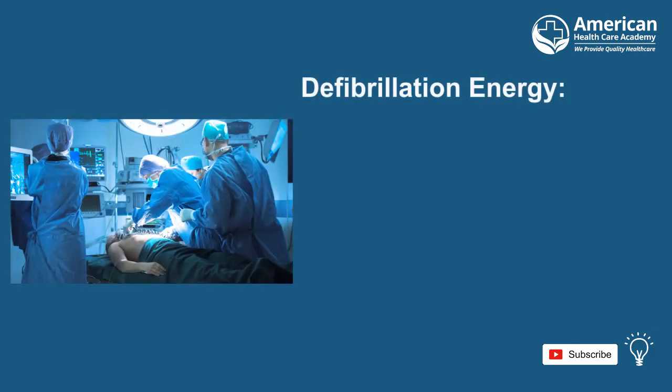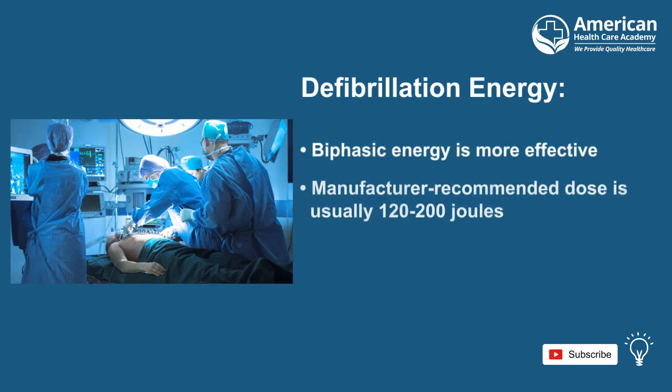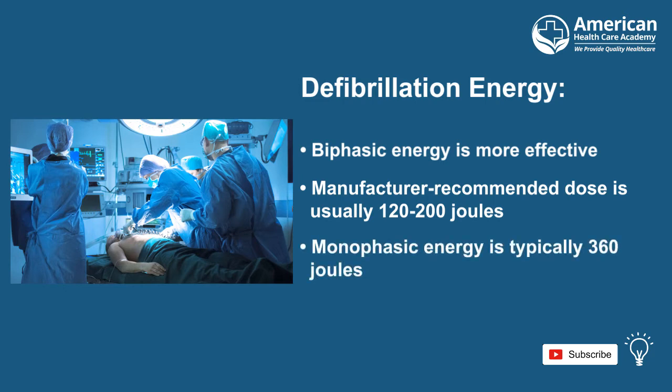Another thing to consider with the cardiac arrest algorithm is the energy for defibrillation. Biphasic energy is more effective during defibrillation, and the manufacturer-recommended dose is usually 120 to 200 joules. Monophasic energy is typically 360 joules.